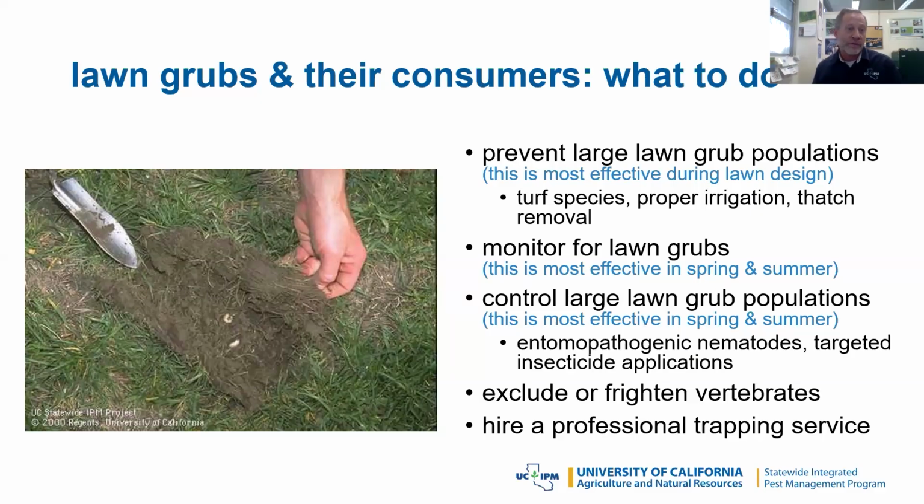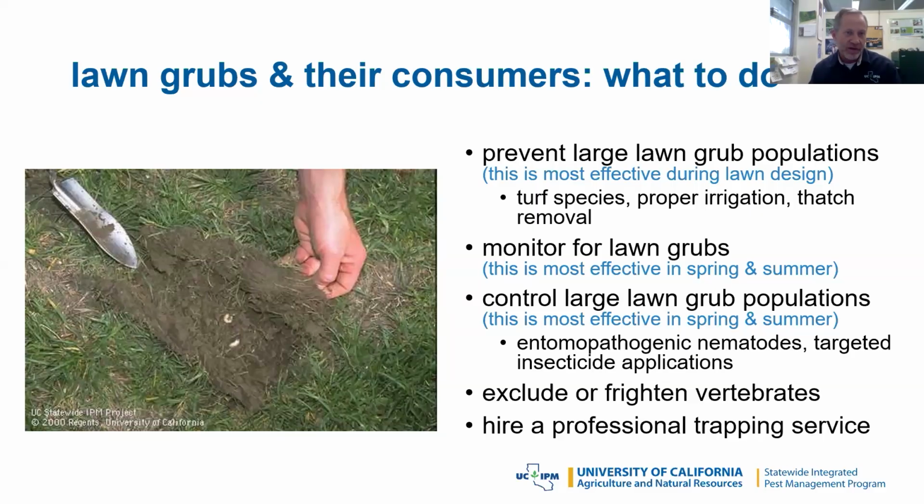And so that's proper fencing, and actually a device which is really interesting to me is motion activated sprinklers. So these sprinklers can frighten away the animals that are trying to dig into the turf and get these grubs. And finally, if you're not able to deal with this problem on your own, you could hire a professional trapping service. And it's important to utilize a professional.